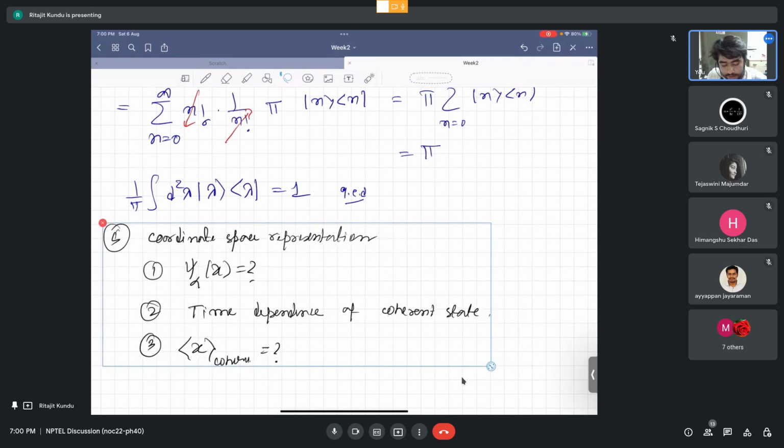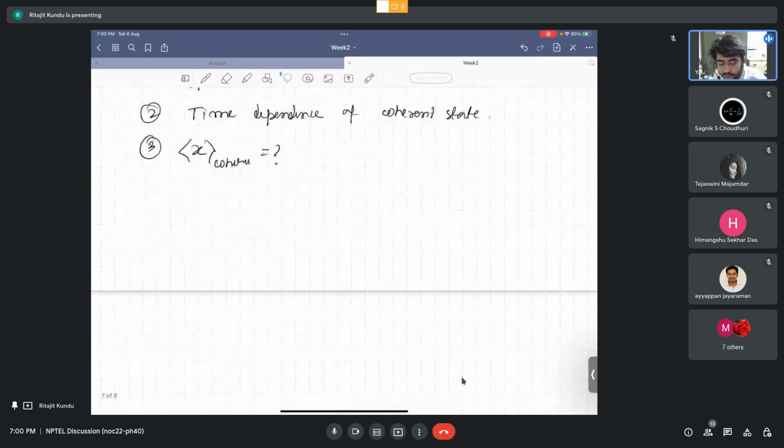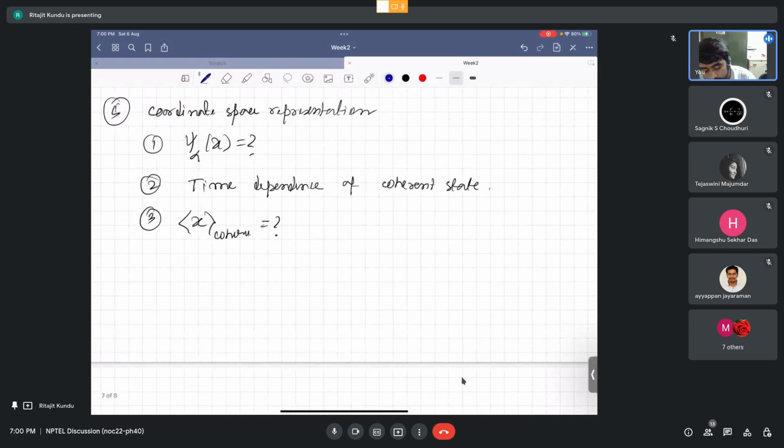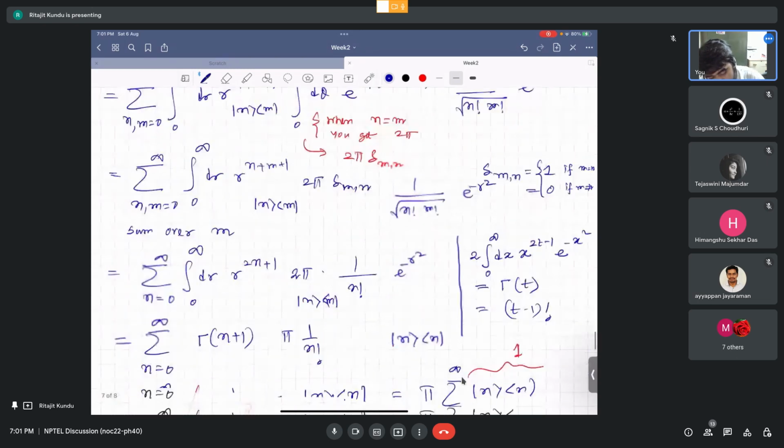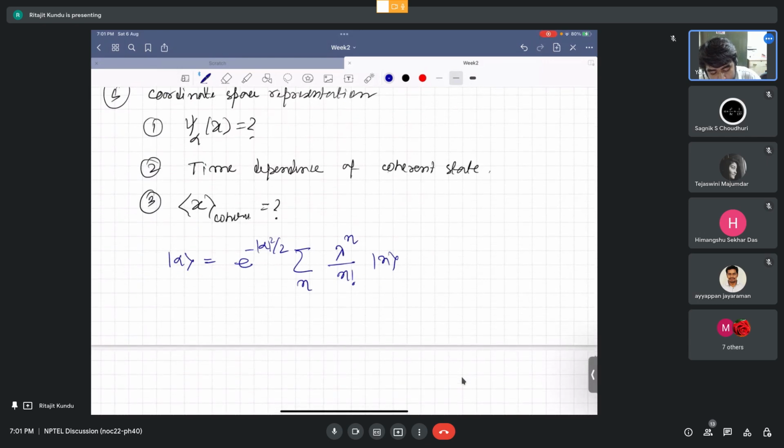All right, so we know about the coherent state, right? So what is the coherent state? Any coherent state alpha is written as e to the power minus alpha mod square by 2, and there is a summation over n of alpha to the power n by square root of n factorial, times ket n. Okay, there should be a square root. This is the expression for the coherent state.